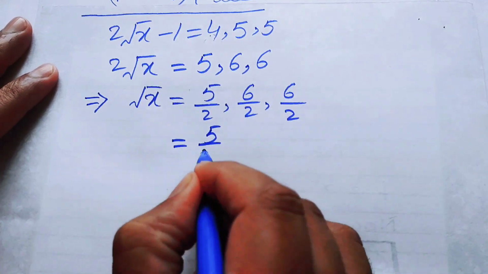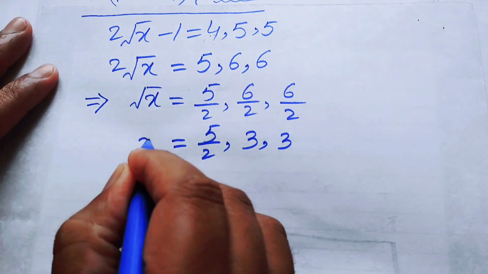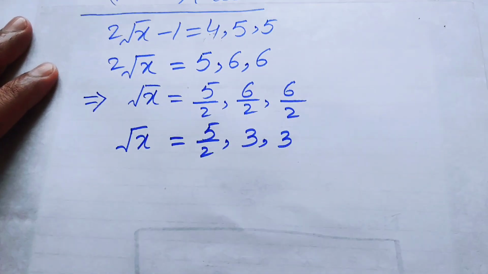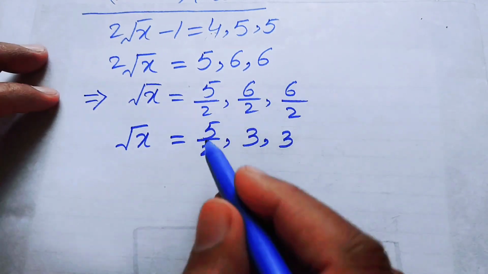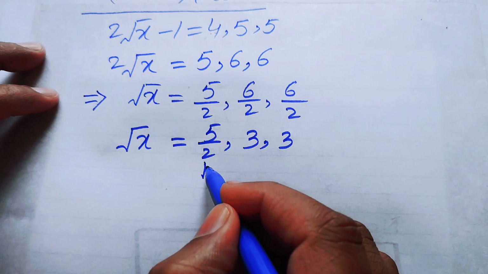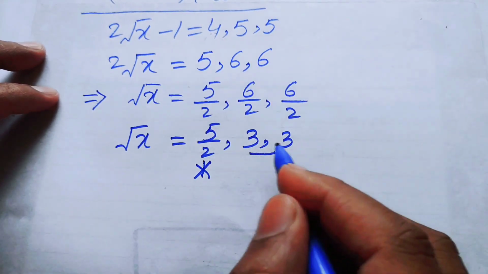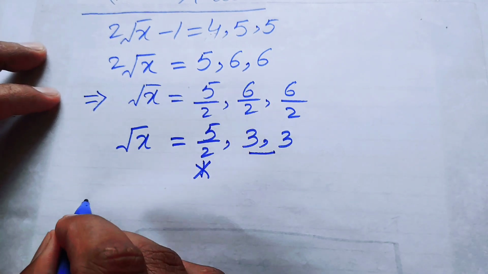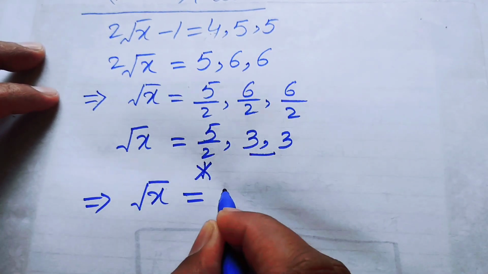One is 5 over 2, and 3, and 3. So here you can notice that at the start of the question we need only the integer solution, and here it is a decimal, so we just reject this solution and proceed with only these two, and this is the same solution, so we can take square root of x is equal to 3.